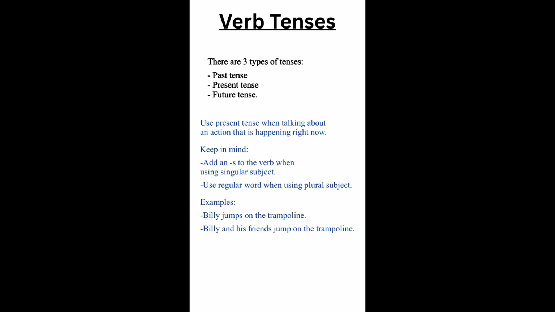You use the present tense when you're talking about an action that is happening right now. But keep in mind that when you're talking about one subject, you add an s to the verb. When you are talking about more than one subject, you use the regular word. Here are examples. Billy jumps on the trampoline. Billy and his friends jump on the trampoline.